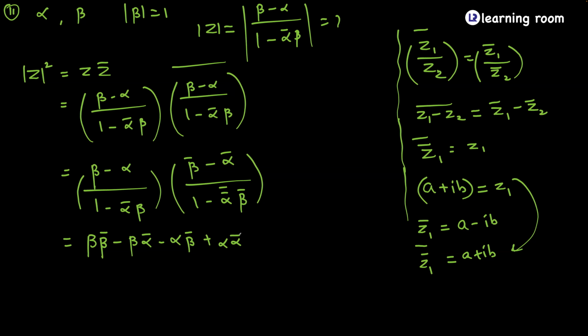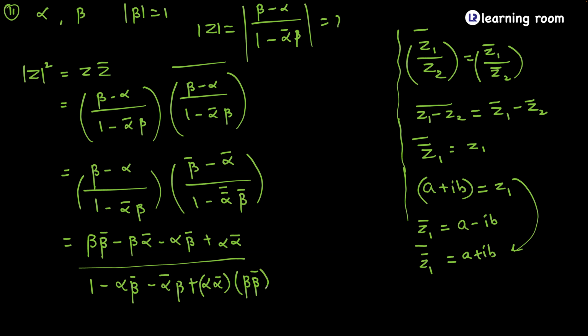So beta into beta conjugate minus beta into alpha conjugate minus alpha into beta conjugate plus alpha into alpha conjugate, the whole divided by 1 into 1, which is 1 minus alpha conjugate, alpha itself. So 1 minus this whole term, I will write it as alpha into beta conjugate minus alpha conjugate into beta plus alpha into alpha conjugate into beta conjugate.